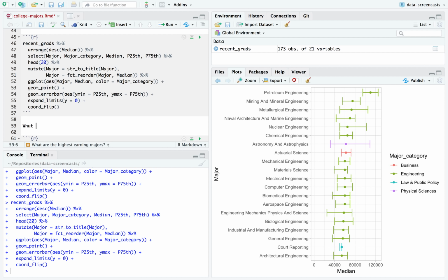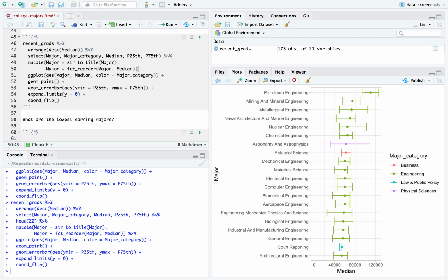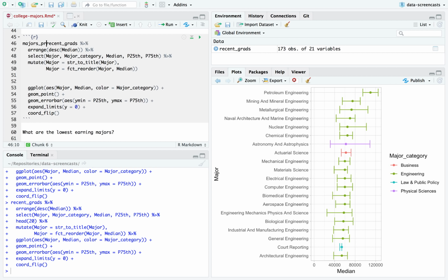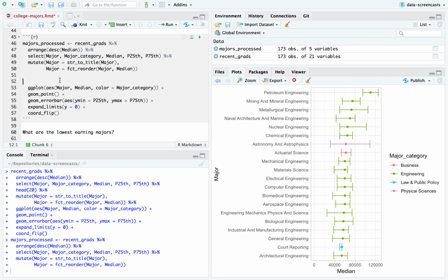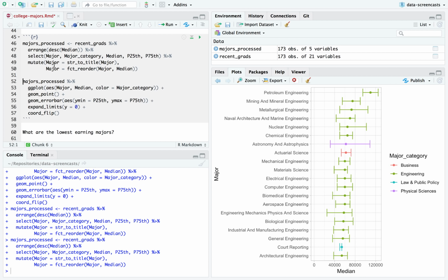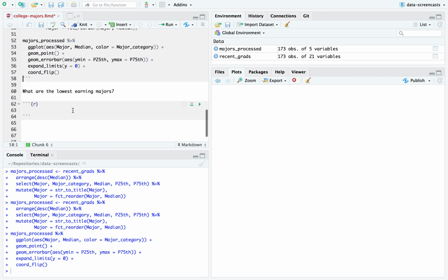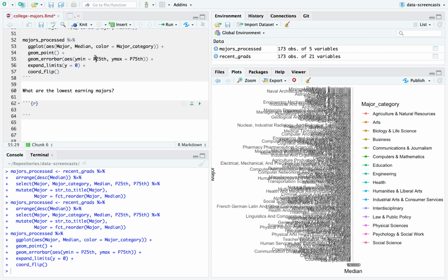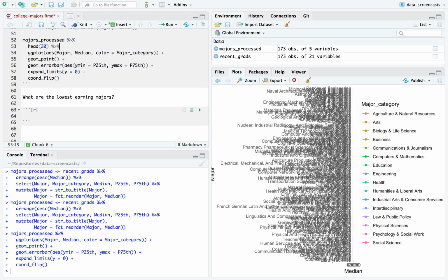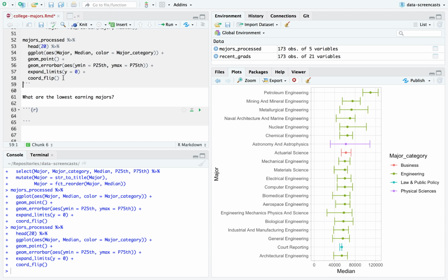What are the lowest earning majors? Once I realized that I want to ask these two questions, I refactor my code slightly. I now know I want to change this to be major. I want to have a processed version of the data where I do this selecting, I do this mutating, and this renaming, all these changing of these columns, and then I do head 20 right here before I graph it.